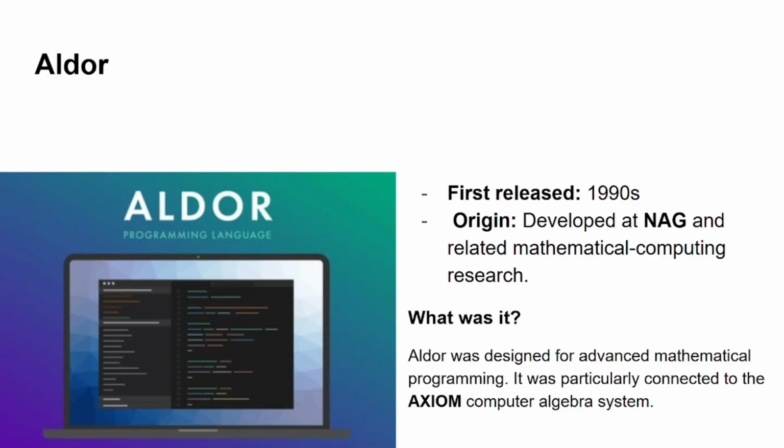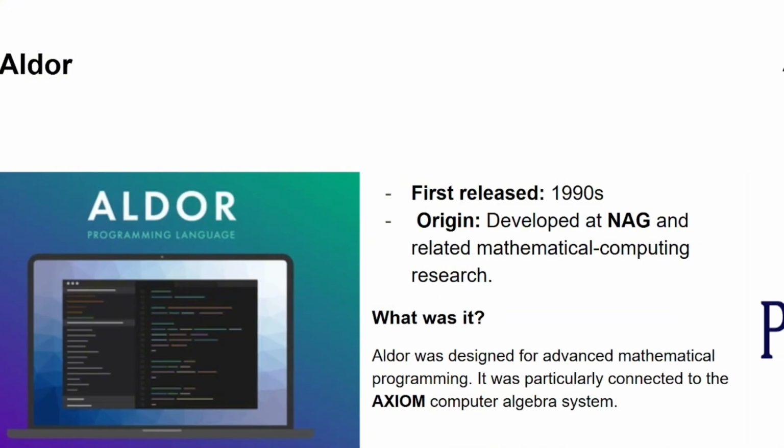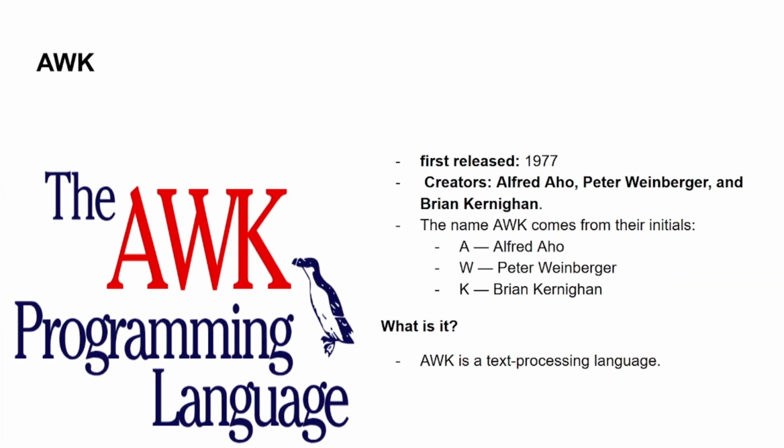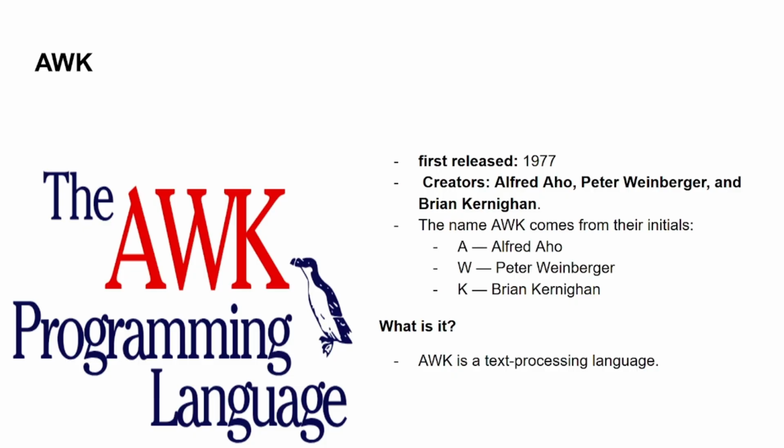Next up, Aldor, first released in the 1990s, developed at NAG alongside related mathematical computing research. What was it? Aldor was designed for advanced mathematical programming, and it was particularly connected to the Axiom computer algebra system. And to close things out, Awk, first released in 1977, created by Alfred Aho, Peter Weinberger, and Brian Kernighan.